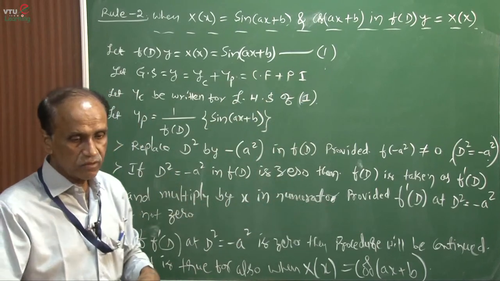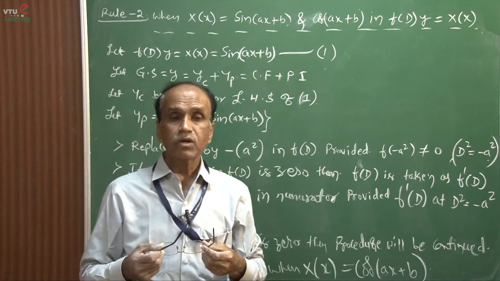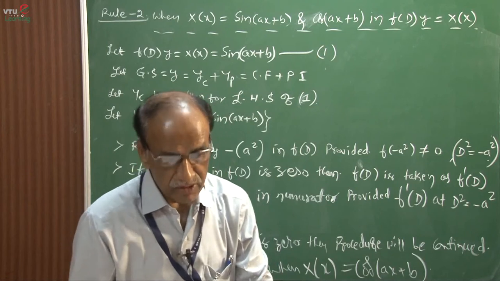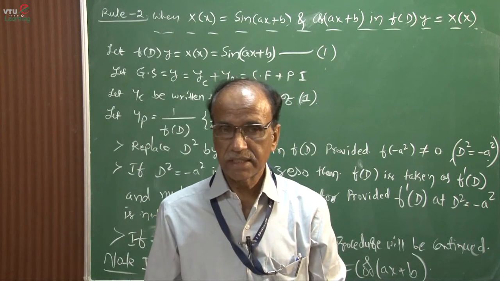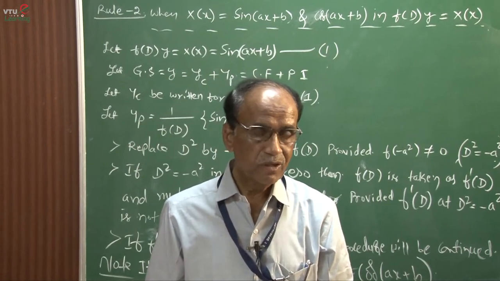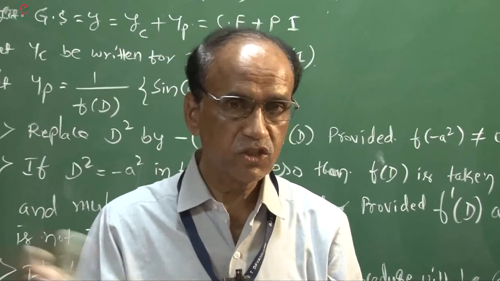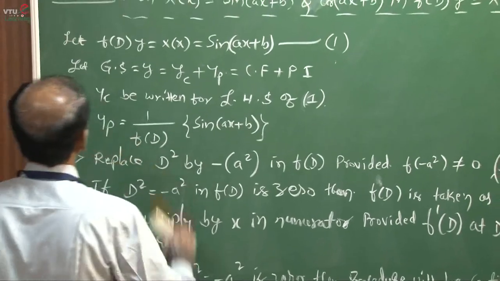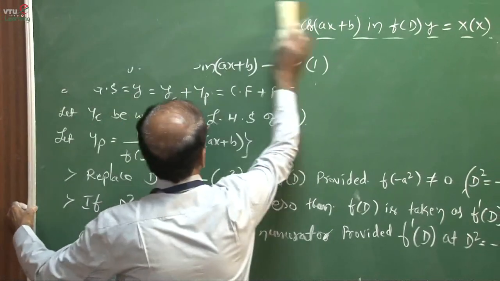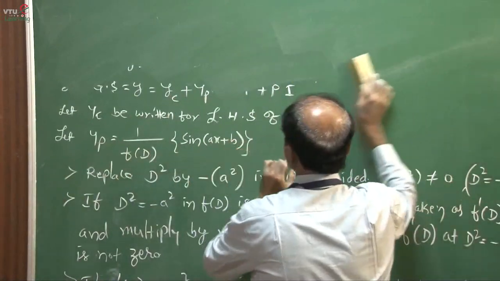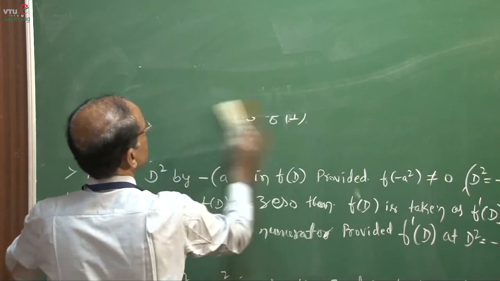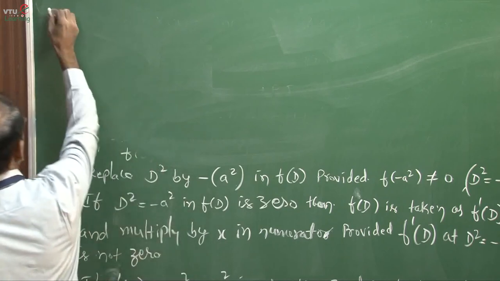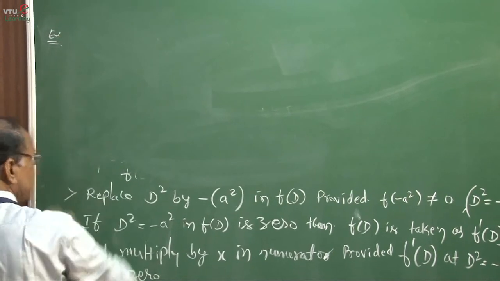Okay, I shall take one example now of how this trigonometric function is going to be applied. Whenever you have a non-homogeneous function on the right side, that means X of x is not equal to 0. I will take an example on this application.